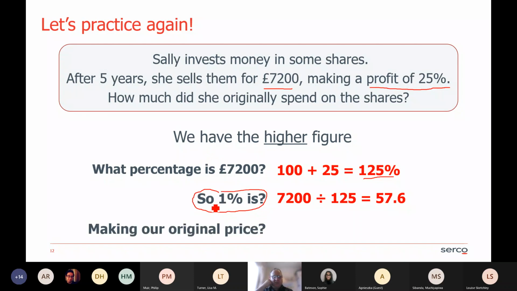So our original price is obviously going to be 100% because that's what we started with. So 57.6 is our 1% figure. All we do is multiply that by 100, which gives us a figure of 5,760.